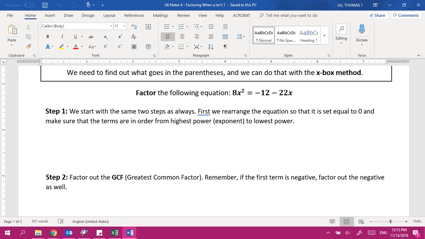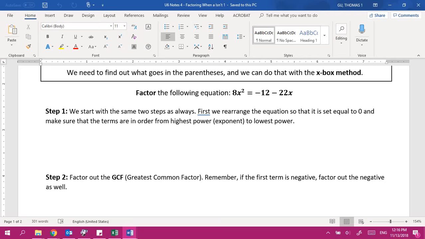All right, the equation is 8x squared equals negative 12 minus 22x. You guys see that example on your papers? Okay. So we always need to make sure of the first two steps. You got to make sure the first two steps are taken care of every single time. And that is make sure that the equation is set equal to 0. And you want to make sure that the terms are in order from highest power to lowest power. Okay? So right now it says equals negative 12 minus 22x. We want it to say equals 0.